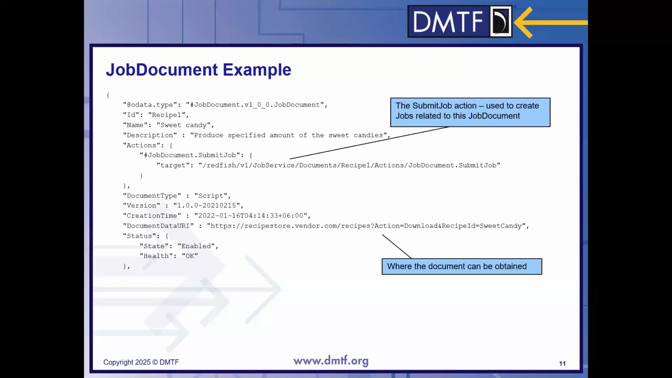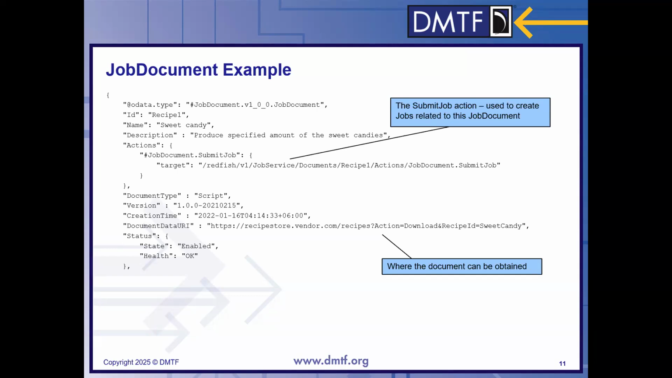Going into the example, this is an example of a new job document. We have an action in here called submit job, and this is how you can instantiate a new job resource from a document. You would perform the submit job action and provide the additional parameters, and that would go tell the factory to start queuing up new work.